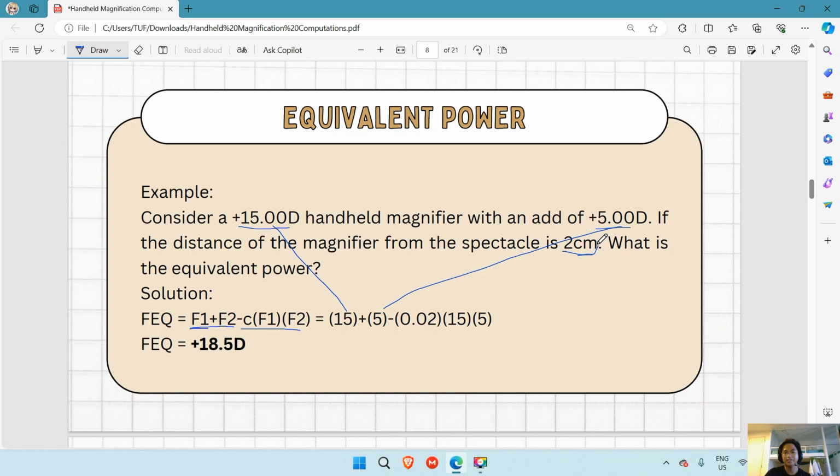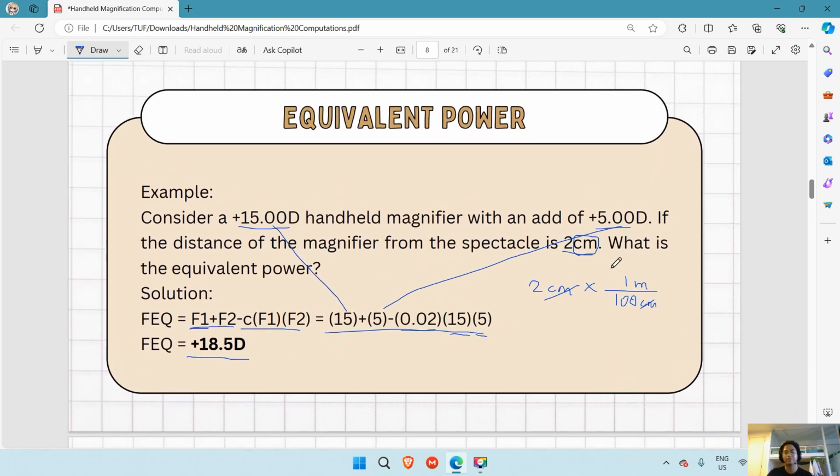Since it is in centimeters, we convert the 2 cm to meters. So, 2 cm times, what we want to see is meters, so 1 meter goes on top. How many centimeters are in one meter? 100 centimeters. So, cross out. 2 divided by 100 is equal to 0.02 times 15 times 5. Compute for this FEQ and you will arrive at the answer of plus 18.5.